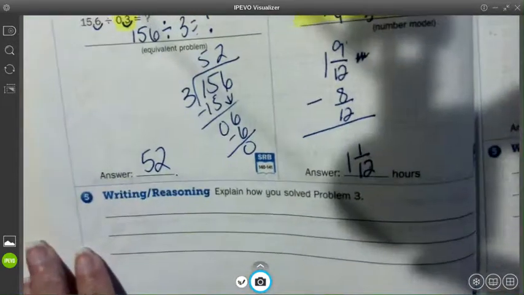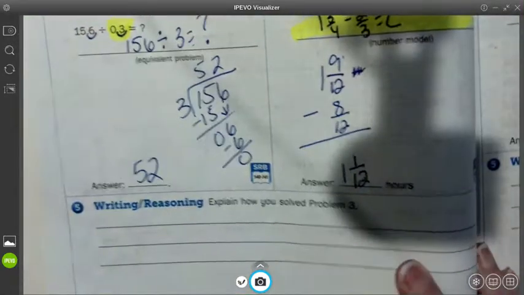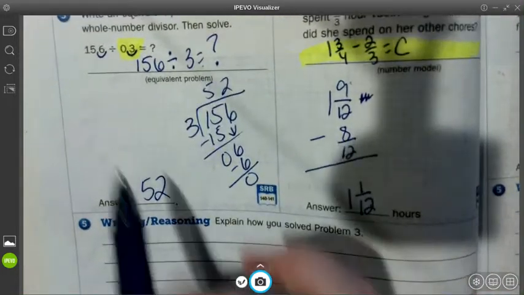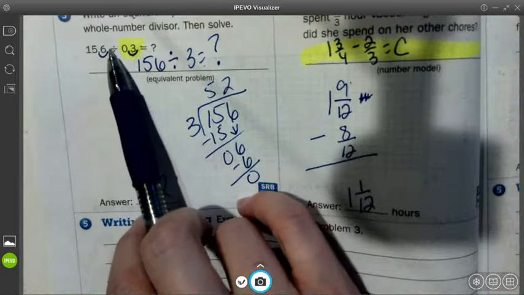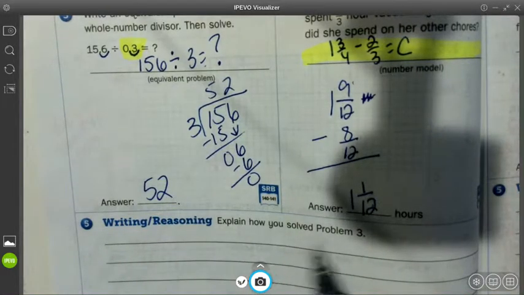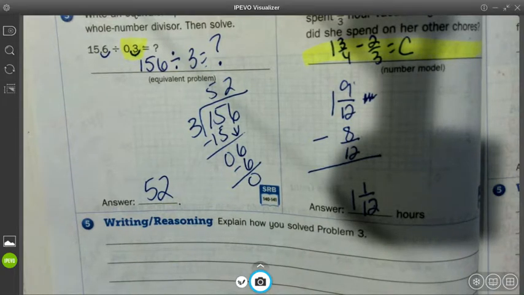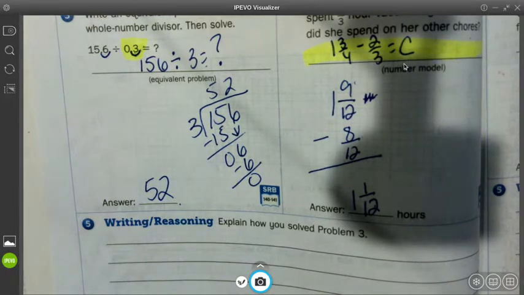Okay, number 5. It says explain how you solved problem 3. So come back to problem 3. Think about what we did here and see if you can write an explanation that anybody could pick up and easily follow. Go ahead and pause the video and write your explanation now.